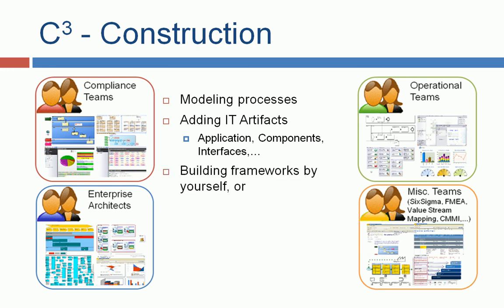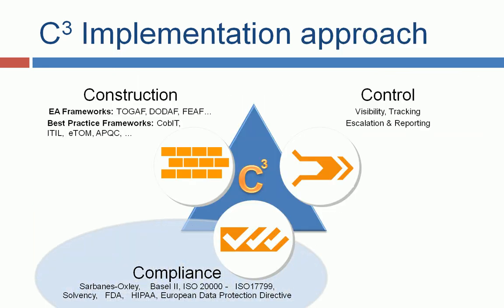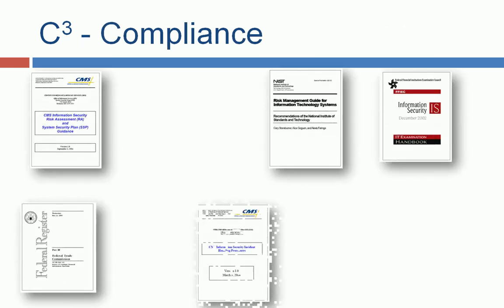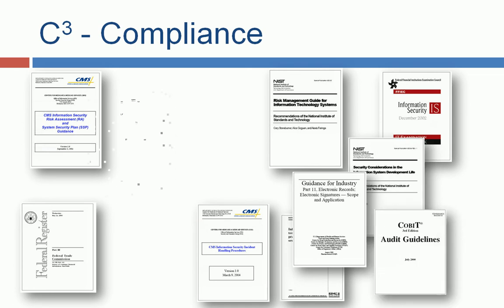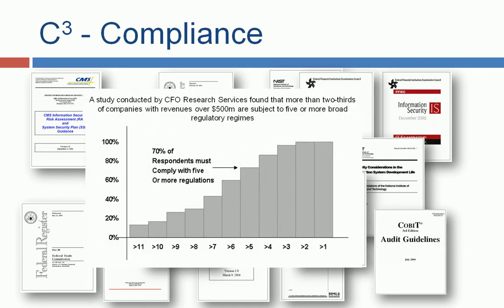Processes, IT artifacts, you can build your frameworks by yourself, or you can use one of the existing frameworks for process, enterprise architecture, or risk management. Let's take to the second step, the compliance. Could be Sarbanes-Oxley, Basel. It's a whole area of an always growing number of regulations. And the CFO research found out 70% of the respondents must comply with 5 or more regulations.